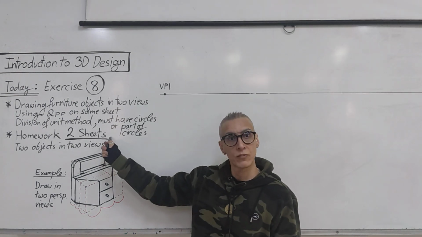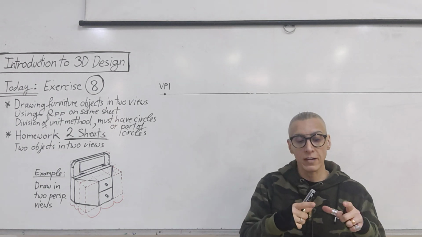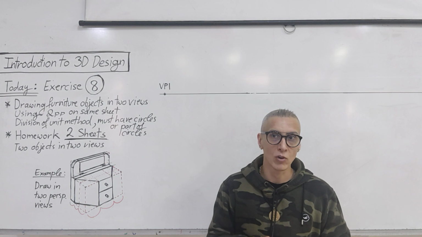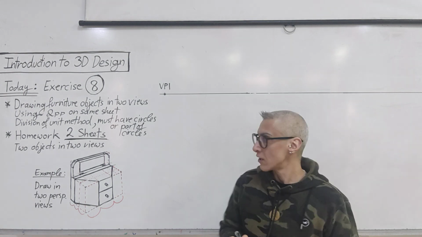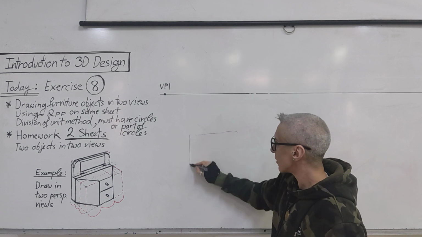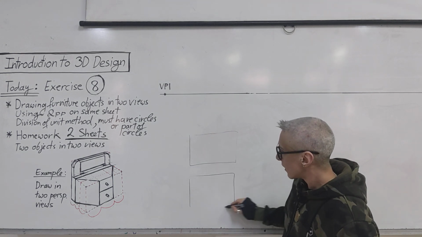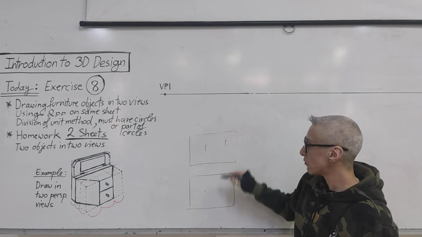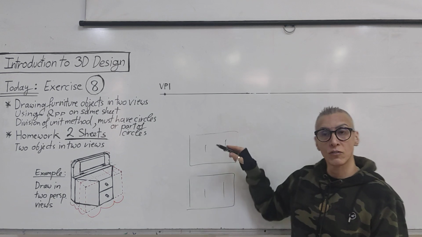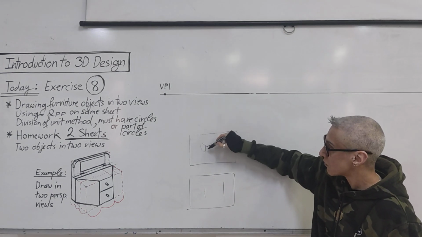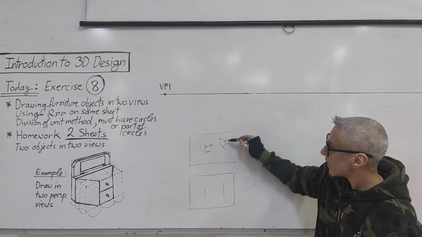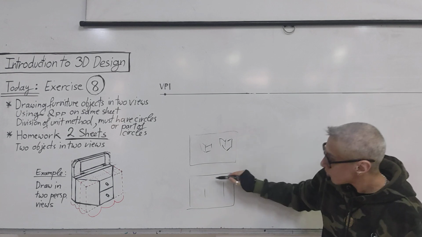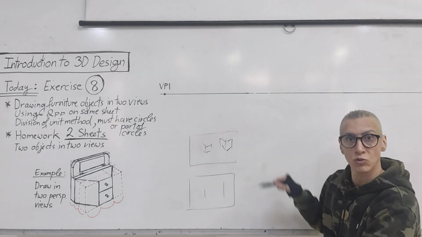You need to do two sheets. On each sheet, I need to see one object in two views, okay? So you will have 4 drawings. Is that clear? So we have 2 sheets. One object here, one object here, in 2 views. So we have 2 different views. And this is one object, whatever here it's going to be. And this is another object. So 4 drawings. This must be of the same object, and this of another object in 2 views. Okay?